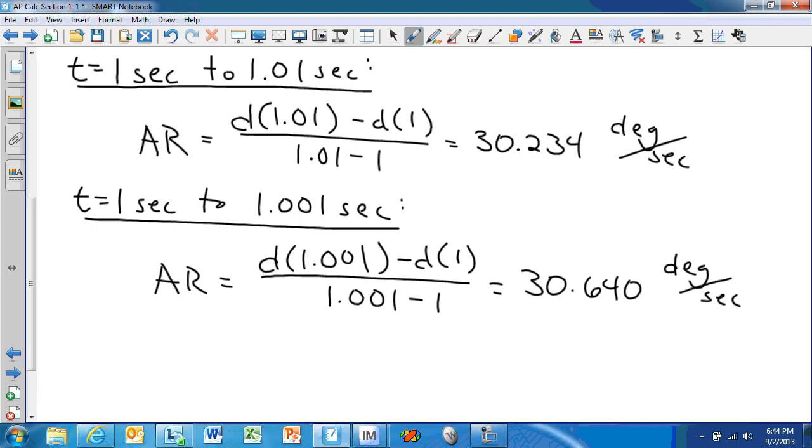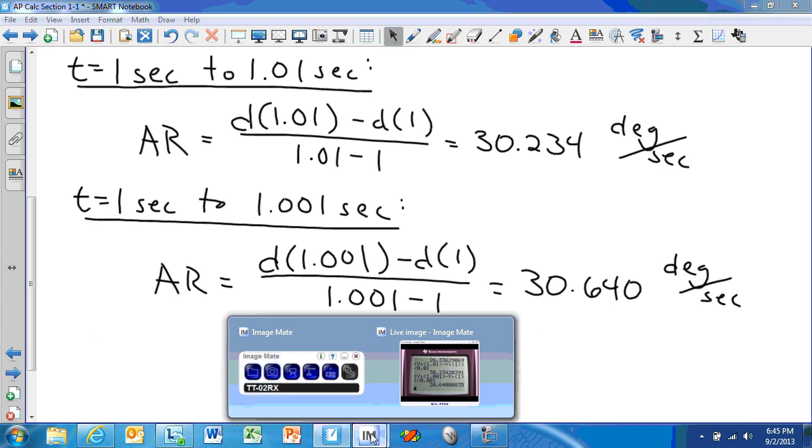Again, I'll put the units on there. Now those are definitely much closer. The last two calculations there, 30.234 to 30.640. Now if we wanted to, we could go one step further with this to see that these are getting closer and closer to 30.6 or something like that. But generally speaking, if we get two answers like this, that's relatively close. I would say that sometimes you might even want to have that first decimal the same, but that's not too bad there.